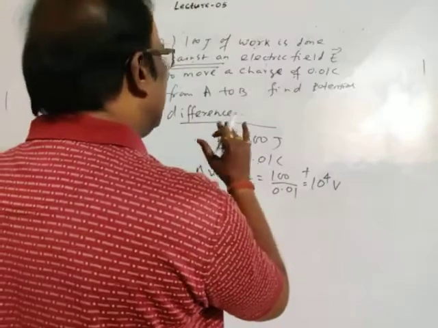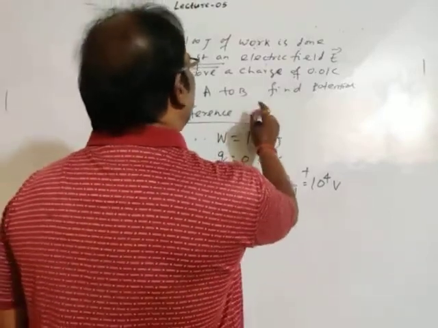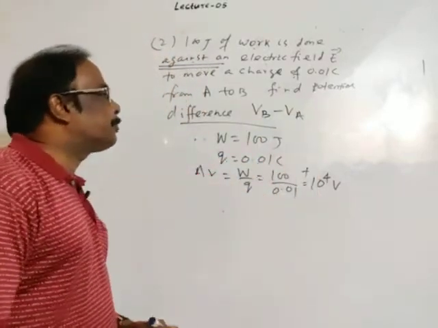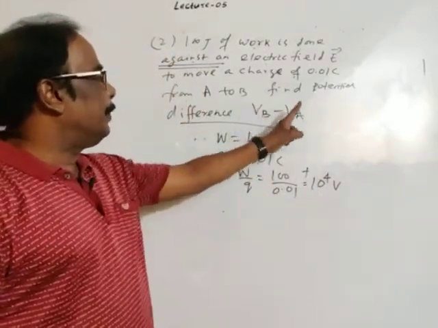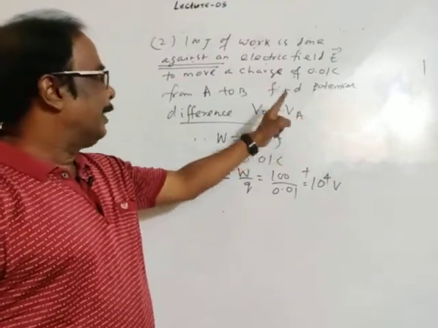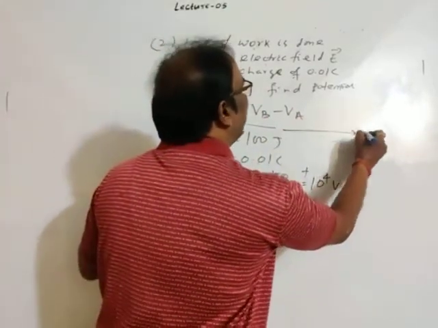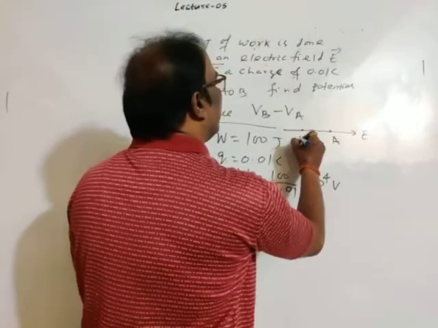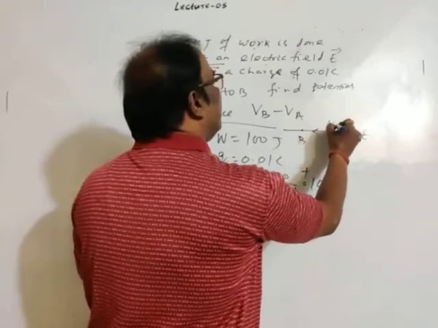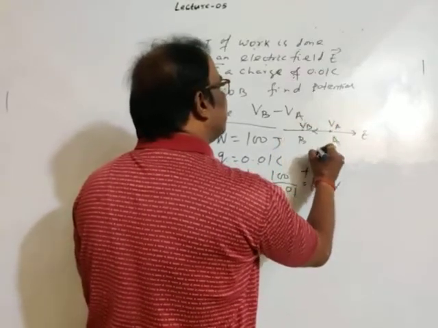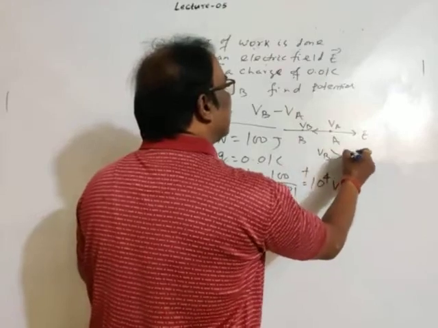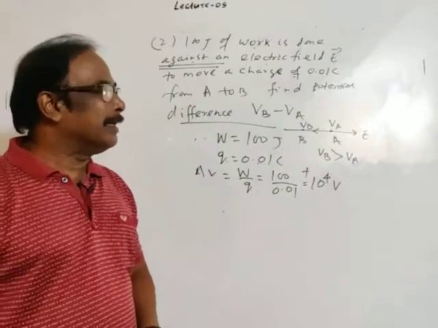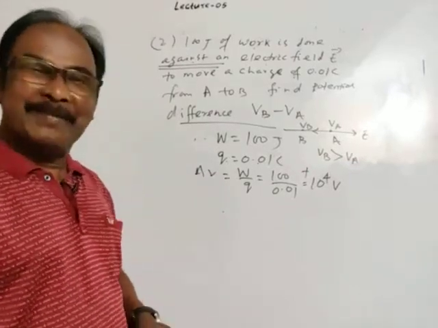Or we may change A to B. Find potential difference if I mention VB minus VA. So VB is more, VA is less. Against the direction of electric field, this is the direction of electric field from A to B. If here potential is VA, here potential is VB, then VB is greater than VA. So the final answer is positive. No need to take electric field because the question is framed here itself.